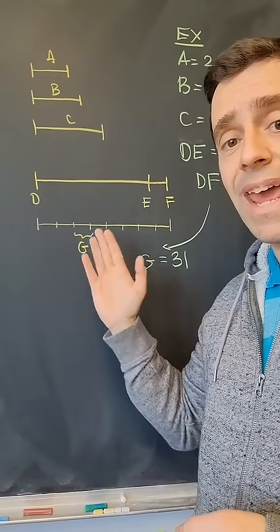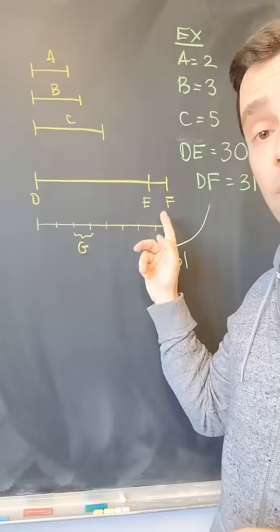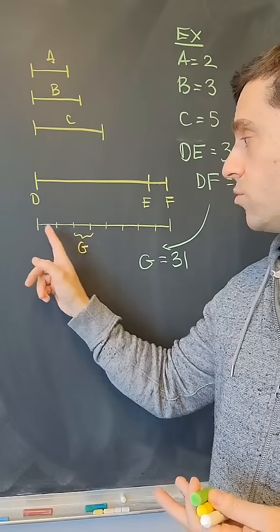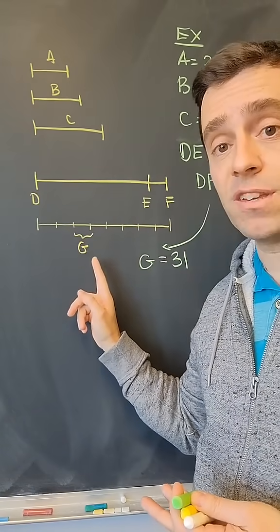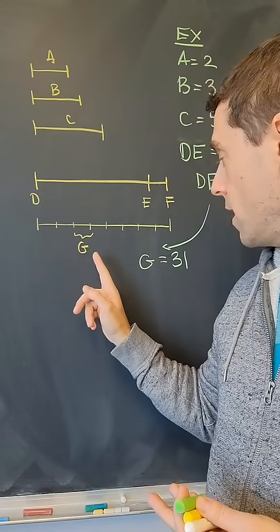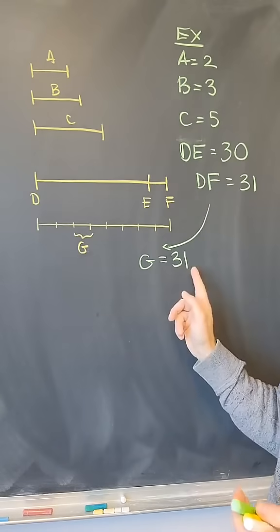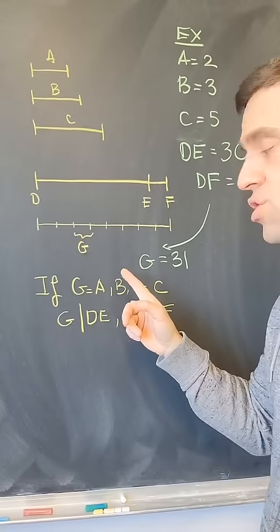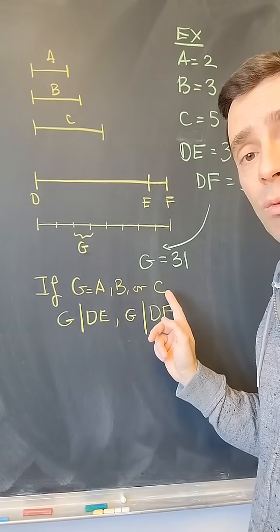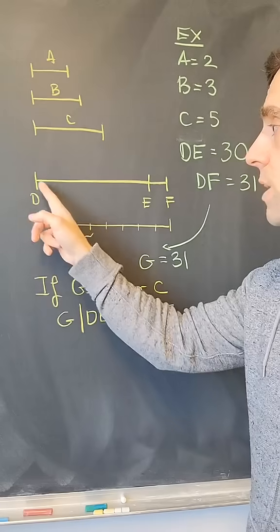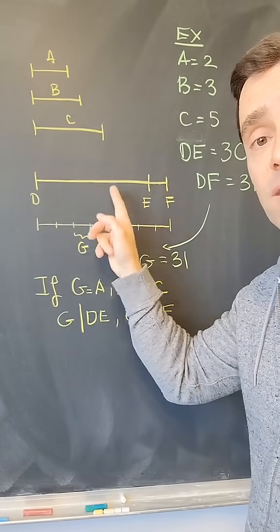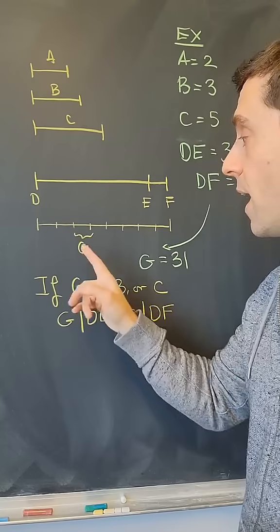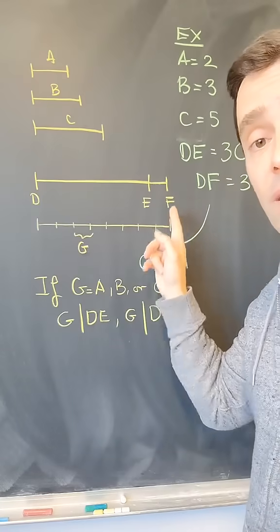Euclid has already shown that any number, in particular from D to F, is measured, is a multiple of some prime. So suppose that D to F is a multiple of G. Well, then in our case, G has to be 31 because 31 is prime, but it could be some other prime. But if this prime G was one of A, B, and C that we already know, then G would be a divisor of DE, because DE was the smallest number that is a multiple of all A, B, and C, and it would also be a divisor of DF.